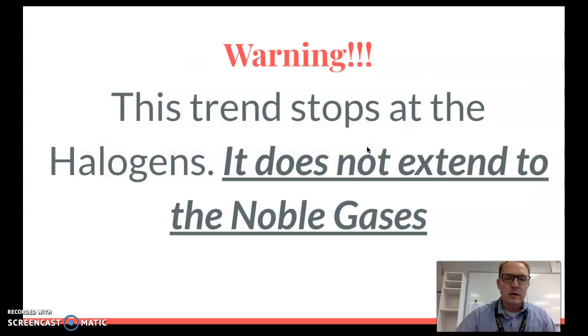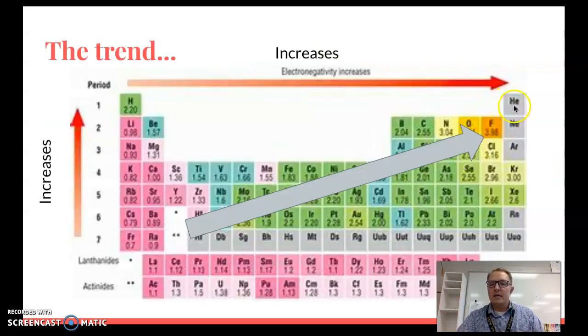Now, warning, this is what I was talking about. This trend of electronegativity only goes up to the halogens on the right-hand side of the periodic table. It does not extend all the way out to the noble gases, okay? Please keep that in mind. These noble gases over here, helium, neon, argon, krypton, xenon, what is that, radium, or radon? What is that one? Goodness gracious, Mr. Call, I used to have this all memorized. Radon, thank you. Those do not want any more electrons. So this trend of electronegativity stops, and it does not extend to the noble gases. That's going to trip up some of you on the test, so practice it, okay?